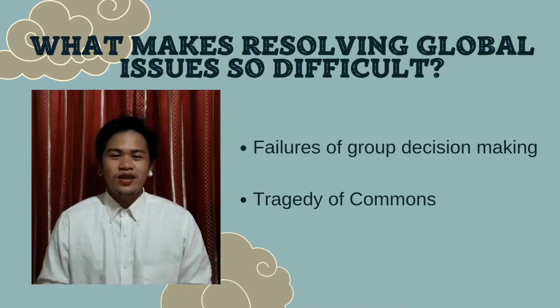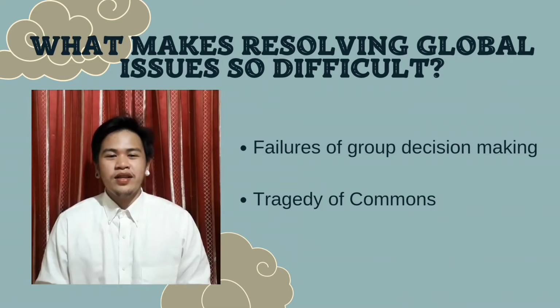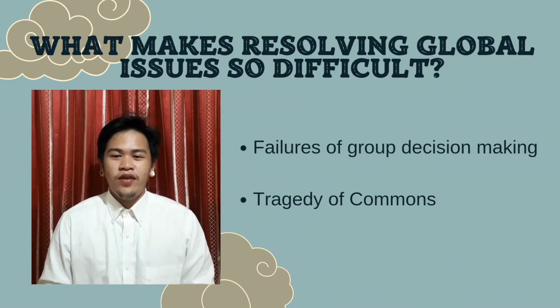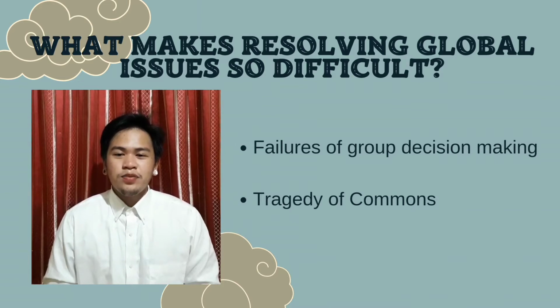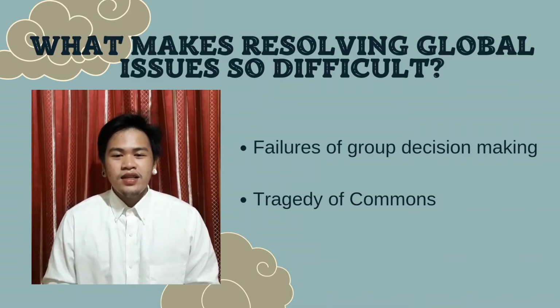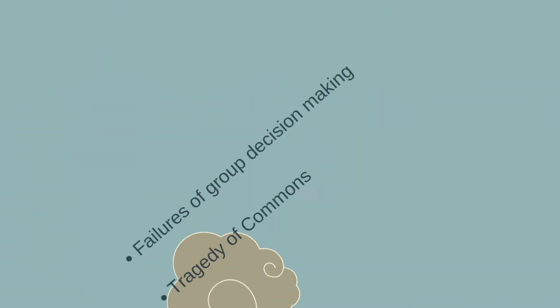The tragedy of the commons. The tragedy of the commons is an economic and environmental science problem where individuals have access to a shared resource and act in their own interest at the expense of other individuals. This can result in overconsumption, underinvestment, and depletion of resources.